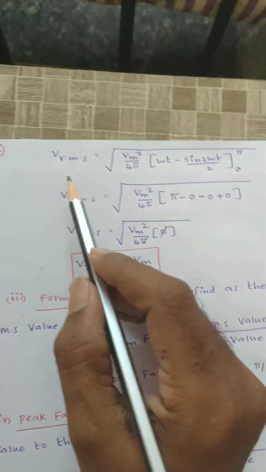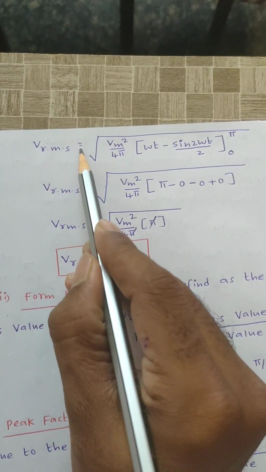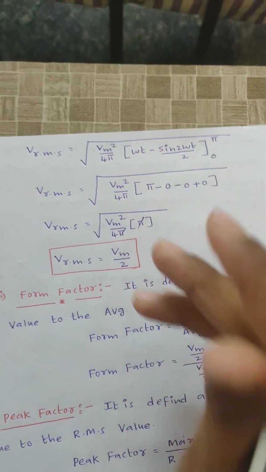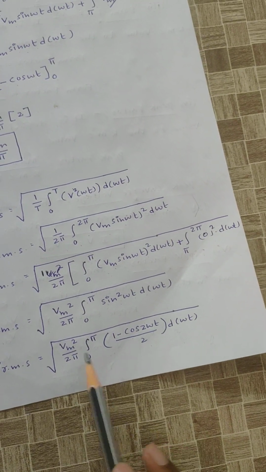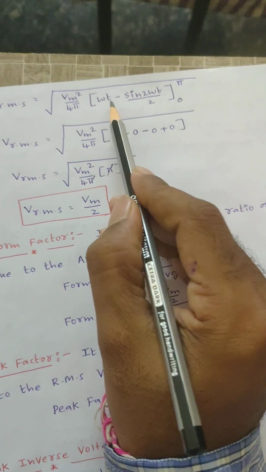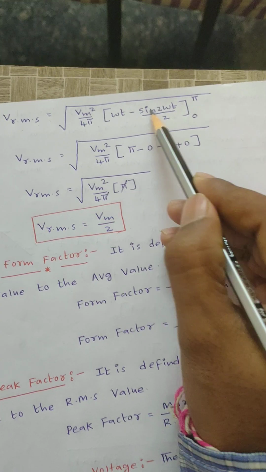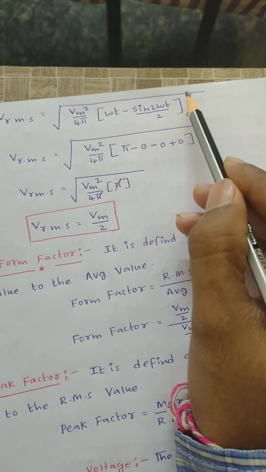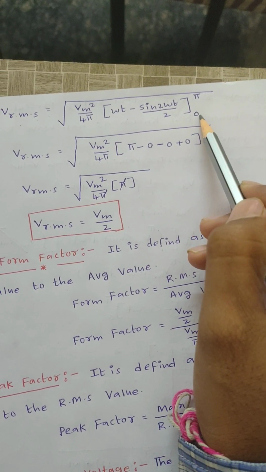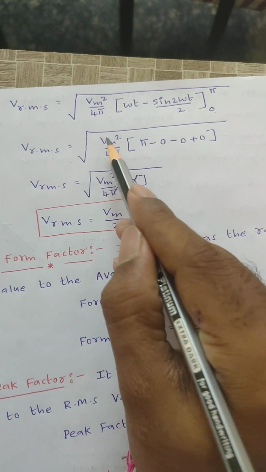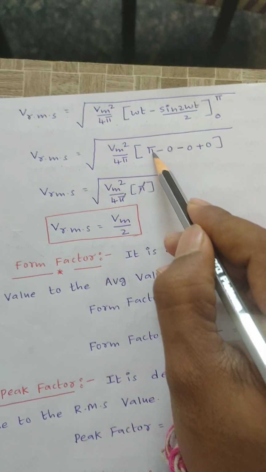Then Vrms is equal to the square root of Vm square by 4 pi. Here I can take 2 outside, and you will get Vm square by 4 pi. Integration of 1 you will get omega t. Integration of cos 2 omega t you will get sin 2 omega t by 2. Substitute upper limit as pi, lower limit as 0.